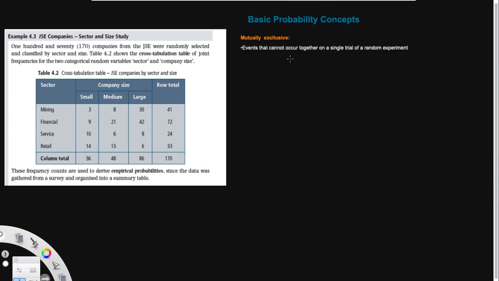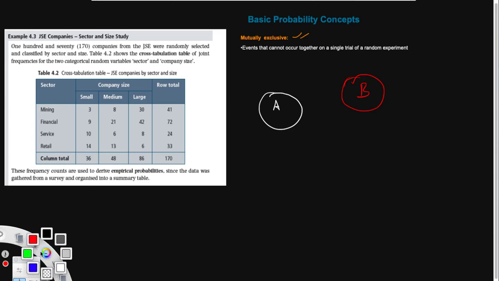Another concept that we'll look at quickly is what we call being mutually exclusive. When two events are said to be mutually exclusive, it just means that they cannot occur together on a single random trial of an experiment. So if this is event A, we'll see that event A and event B are actually distinct. They cannot occur together. It's actually impossible.